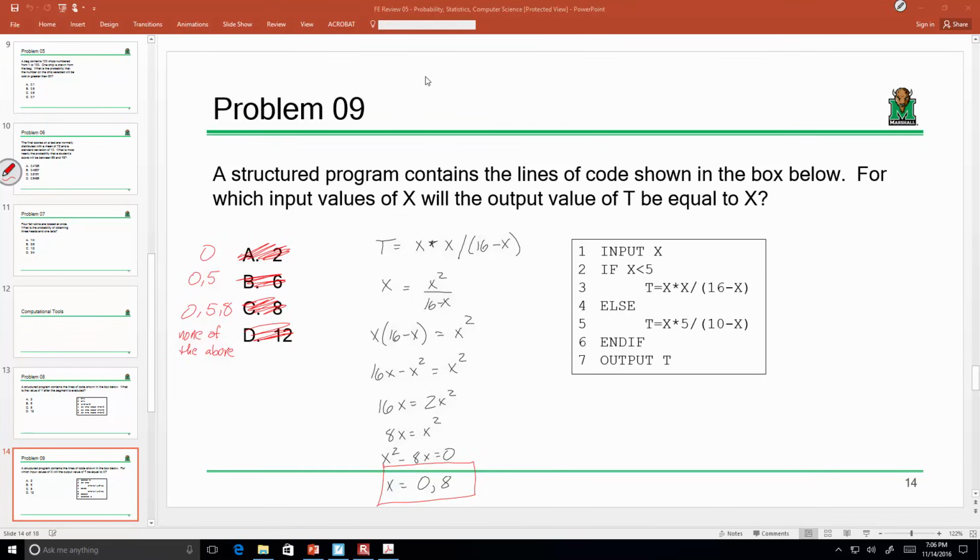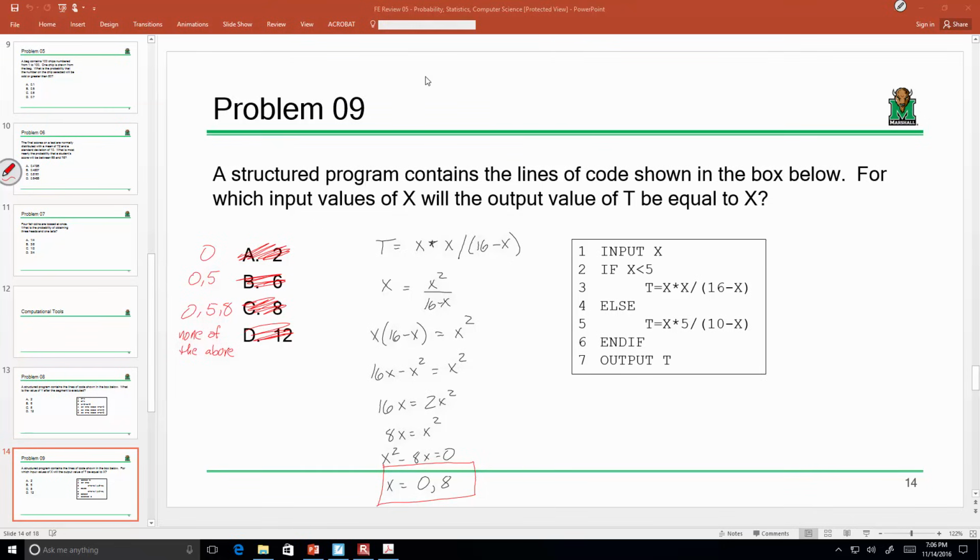Okay. All right, everybody okay with this? All right, sorry about my little typo there. Okay, so I'm trying to determine what input values of x will produce identical values of t. Now, I propose that if I plug in x equals 0 to this expression, what do I get? 0 times 0 divided by 16 minus 0. I get 0. If I plug in 8, I get 8 times 8 divided by 16 minus 8, so 64.